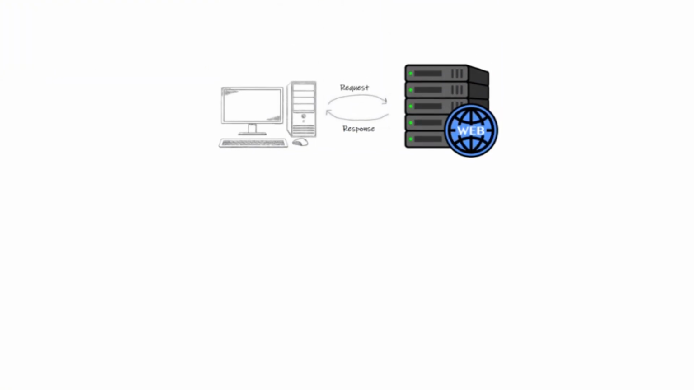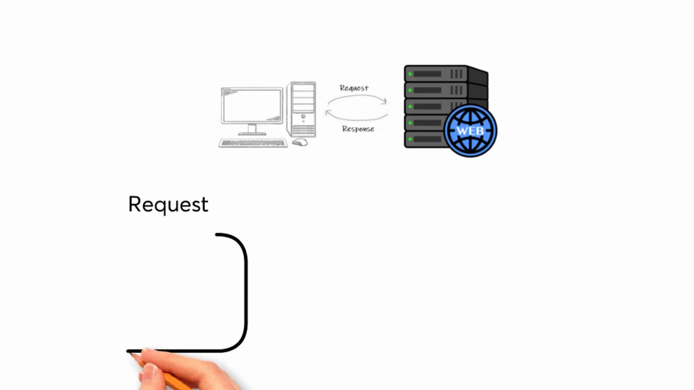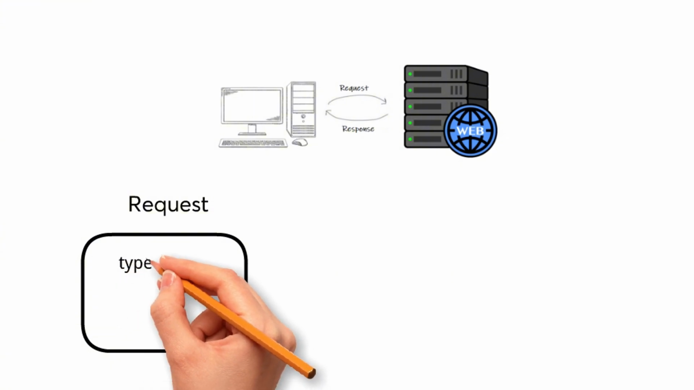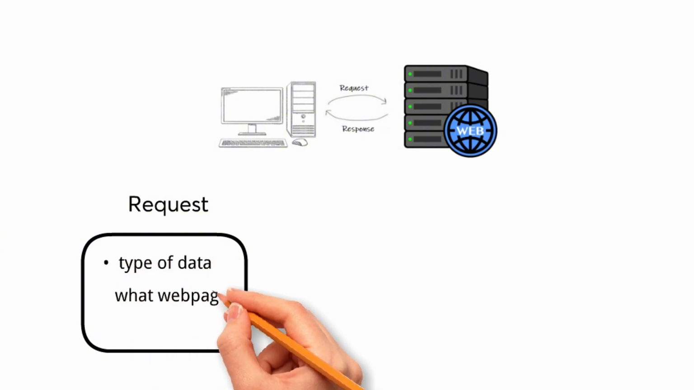Let's talk about the request-response cycle, which is the backbone of HTTP. Here's how it works step by step. 1. The browser sends a request. When you visit a website, your browser sends an HTTP request to the server. This request contains information like the type of data it wants and what web page you're trying to access.